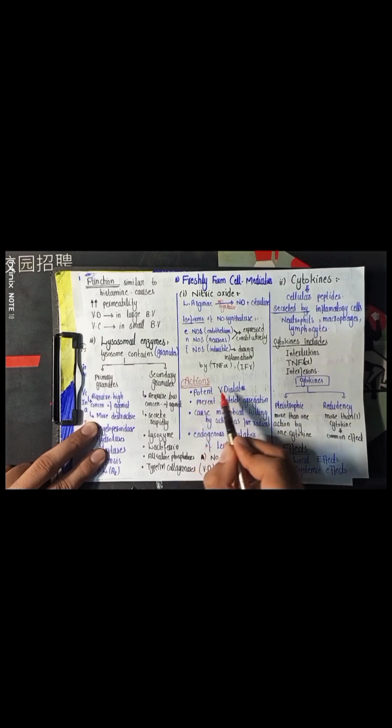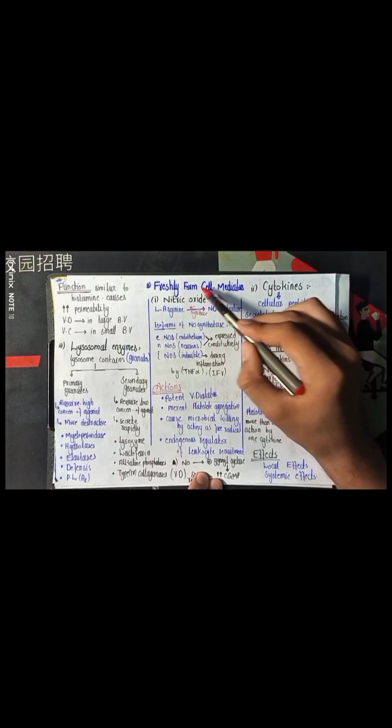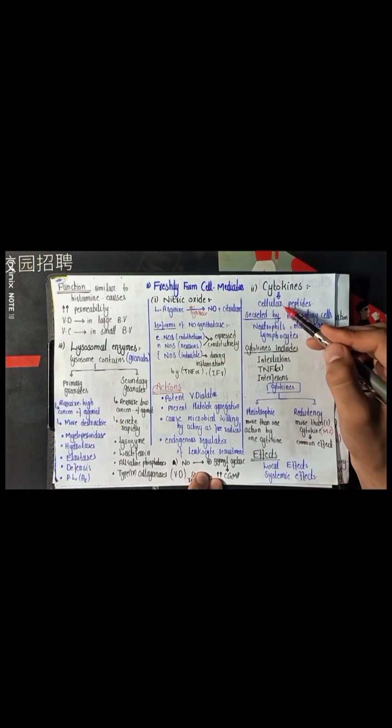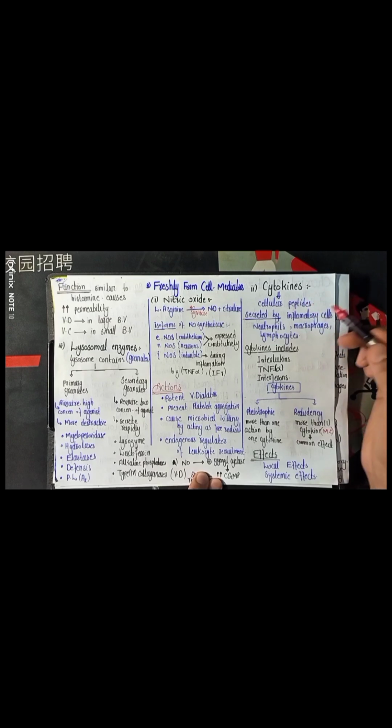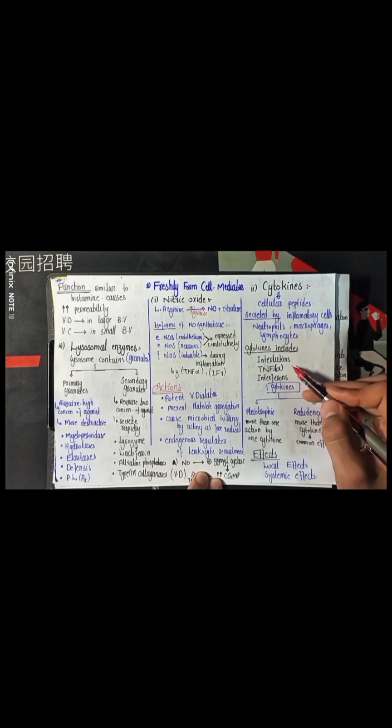So we say that nitric oxide is a potent vasodilator. Now the second one with us is cytokines. Cytokines are also freshly formed cellular mediators, and they are peptide or protein in nature. The cytokines are released from inflammatory cells like neutrophils, macrophages, and lymphocytes. The important cytokines include interleukins, tumor necrosis factor alpha, and interferon.